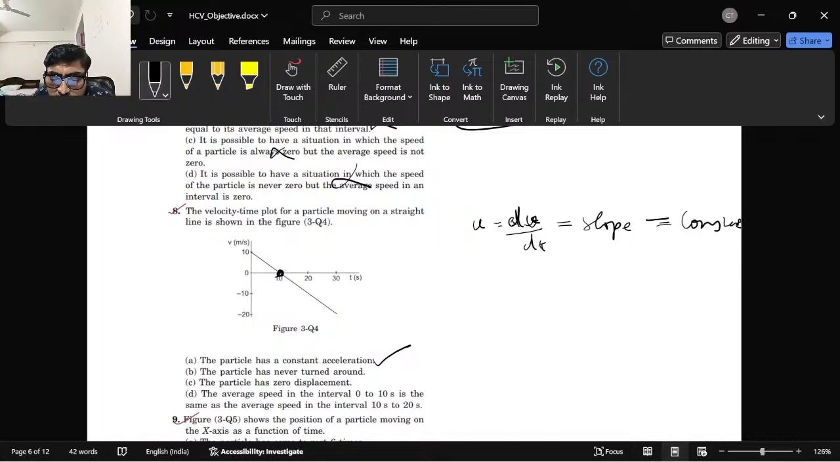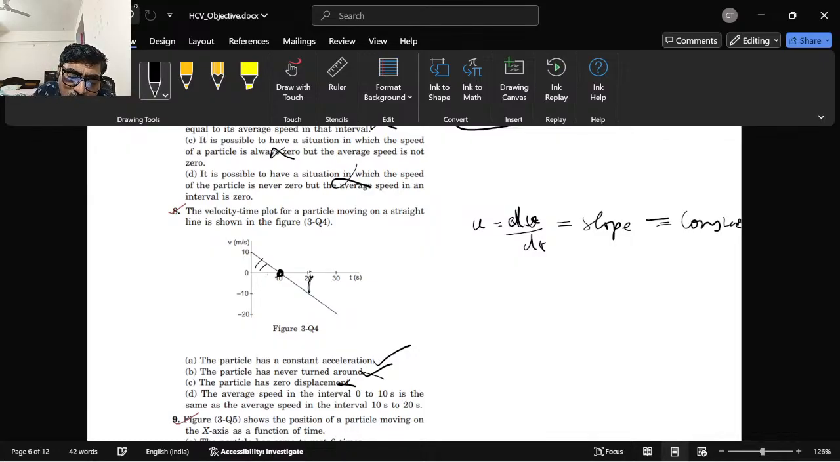Particle has 0 displacement when? Always? No. Up to 20 seconds if you take, it has 0 displacement. So from 0 to 20 seconds it has 0 displacement, but if he is asking about the total duration, it is not having 0 displacement. He said particle has 0 displacement for the entire journey. That is wrong. So this is a wrong statement, but this is correct. It has never returned back. That's wrong. It is turning around at t equal to 10 seconds. Average speed in the interval 0 to 10 seconds is the same as average speed in the interval 10 to 20 seconds. That's correct, sir.